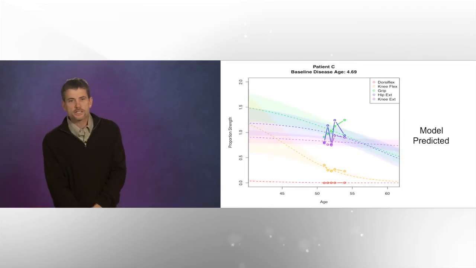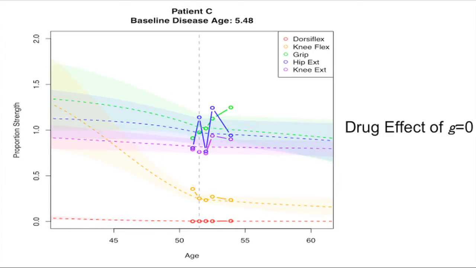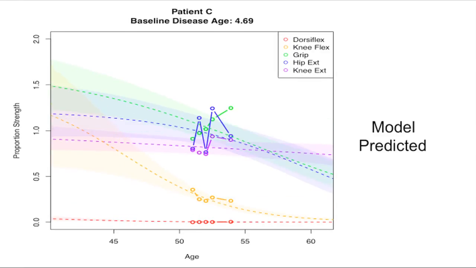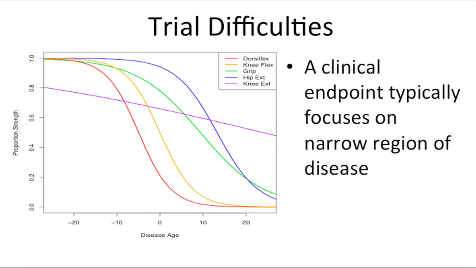So here is an example of a normal progression for patient C. Here's what we would predict would happen if we give them a drug that stops the decline of the disease. We can pick that up in a clinical trial. We can't pick up the red. It doesn't move. We can pick up the blue and the green and a little bit of the yellow in this situation. So now we can focus on the wide range of the disease.